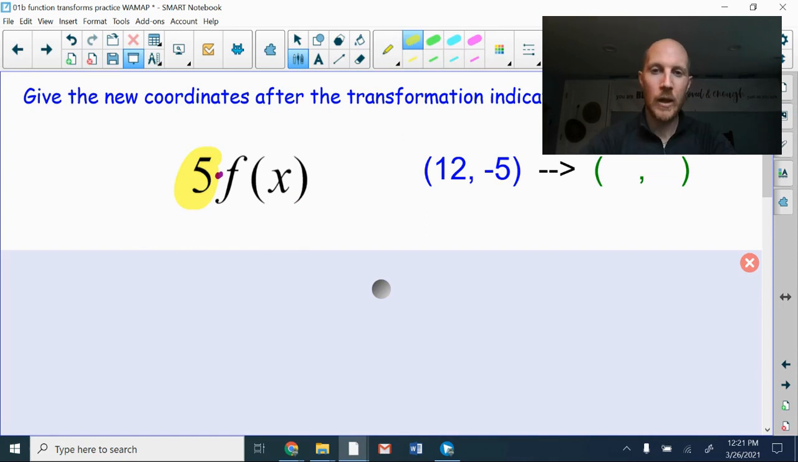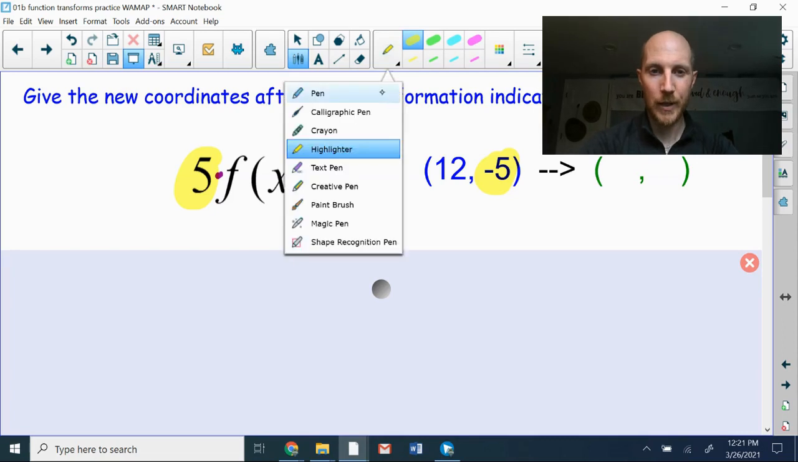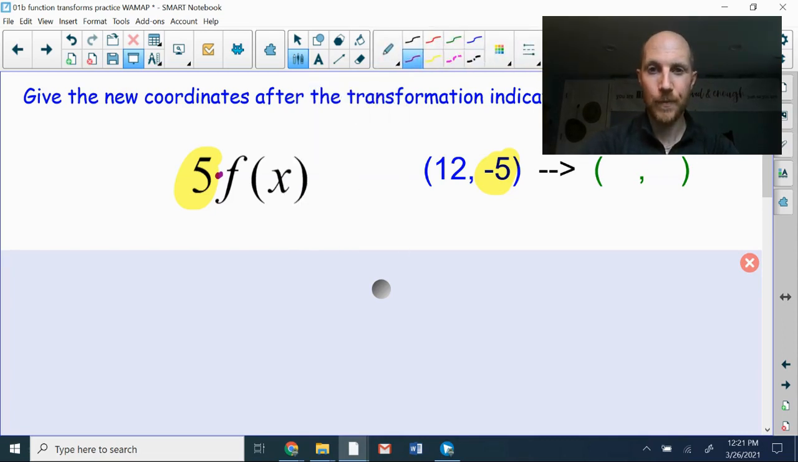It will affect only the y coordinate, and for y coordinate transformations, pretty much you always do the face value. It says multiply by 5. I'm going to take that original y coordinate of -5, and I'm going to multiply it times 5. So it's going to give me a y coordinate of -25. The x coordinate here is totally unaffected. This transformation has nothing to do with the x coordinate, so it's going to stay 12.